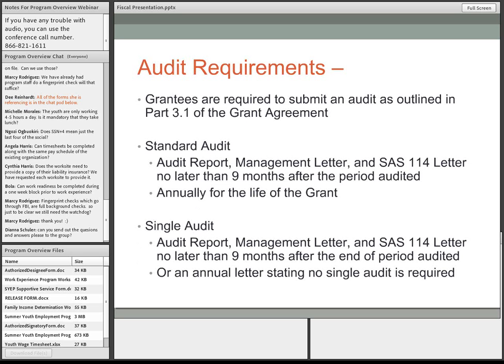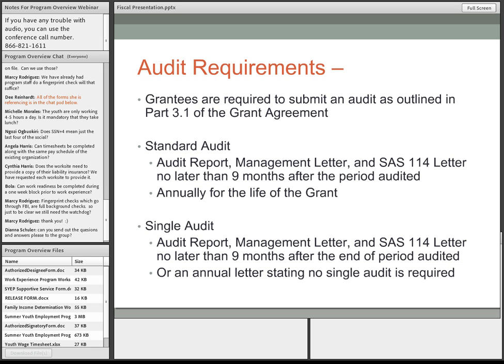As far as audit requirements, you are required to submit an audit, and that is outlined in Part 3.1 of your grant agreement, and it will say which type of an audit that you have to submit. I would generally say that most of you are probably going to fall under the standard audit requirements, which is an audit report, a management letter, and an SAS 114 letter that are due no later than 9 months after the period that is audited, and that is due to our internal audit staff.